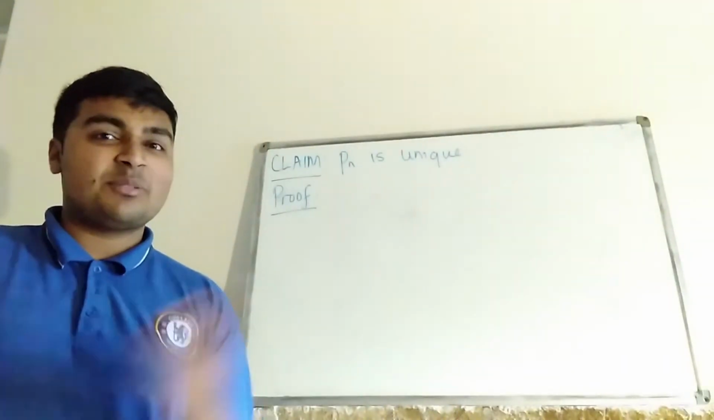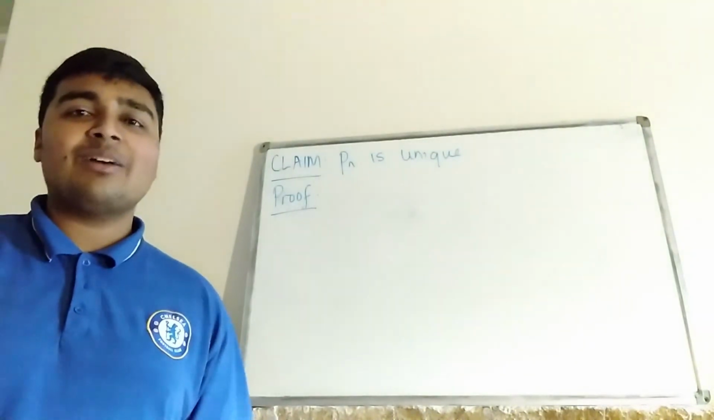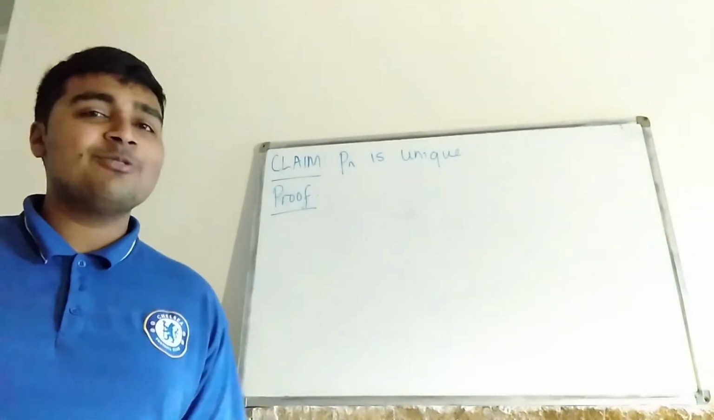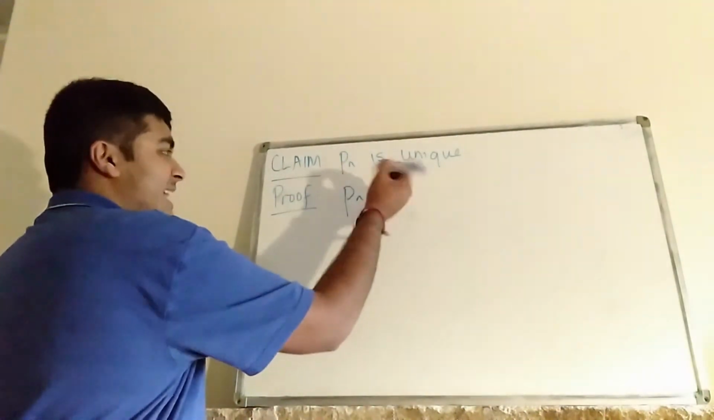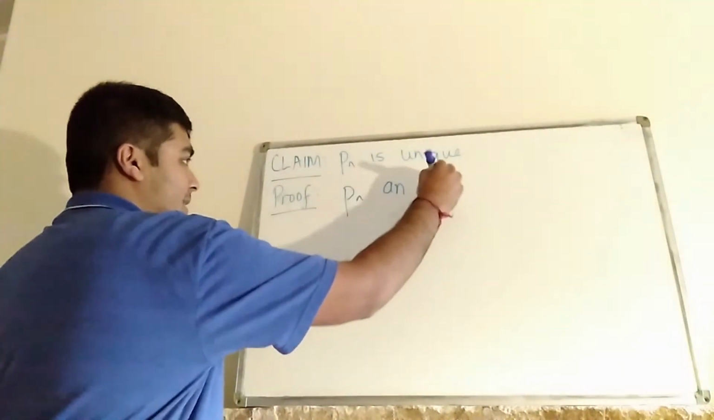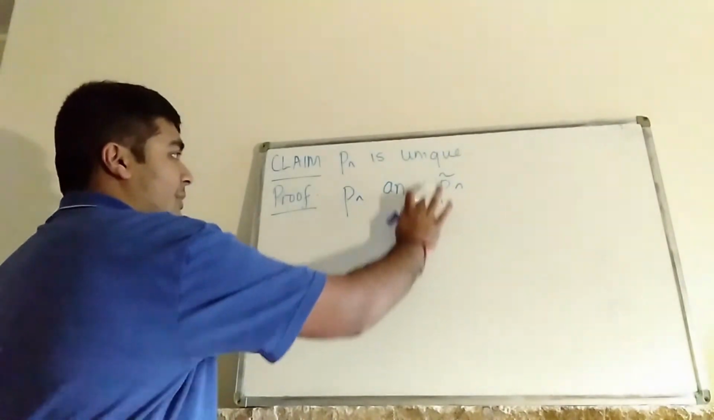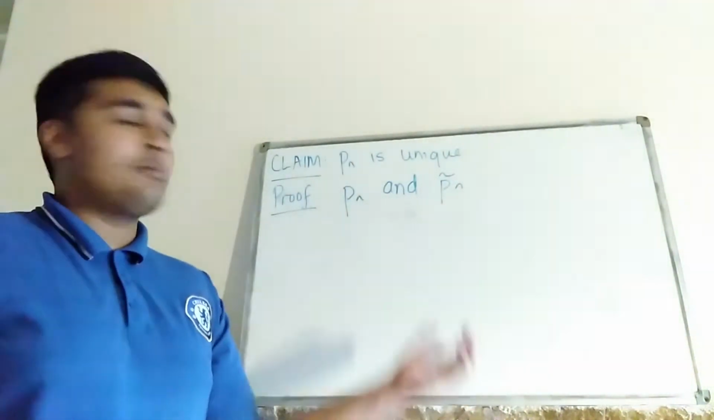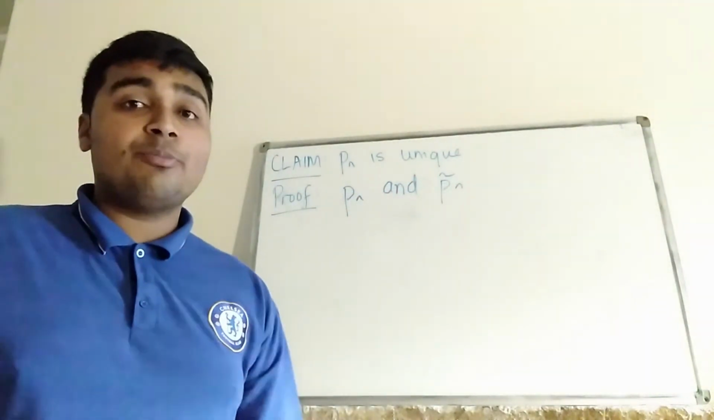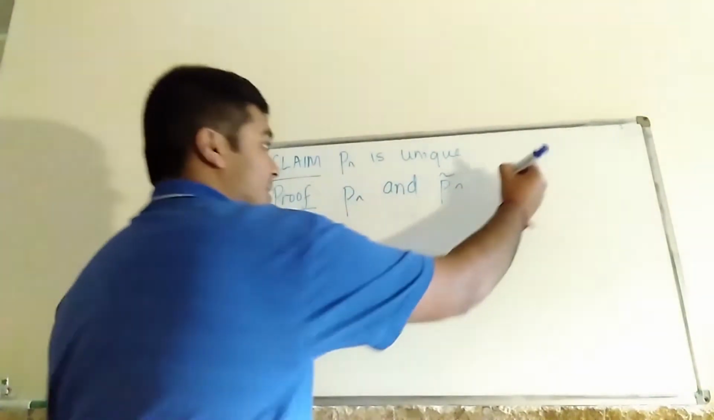Okay, so the last step now is to prove that P_n is unique, and to do that we're going to prove it by contradiction. So suppose P_n isn't unique. Okay, so let's say that there's P_n and some P tilde n, and I claim that it has both the properties, i.e. P_n and P tilde n are both polynomials of degree at most n. So let's write that here.